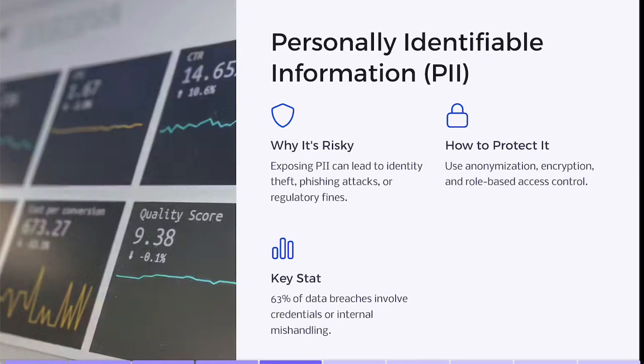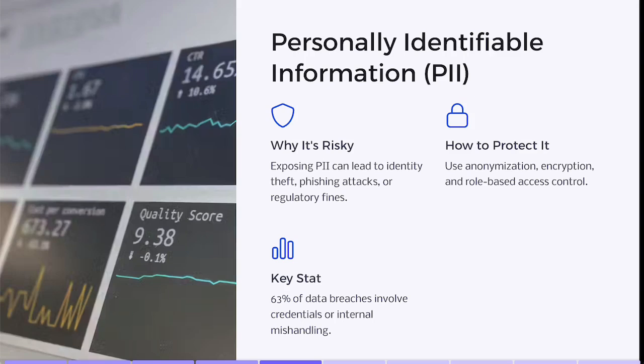Moving on to sensitive levels of data. PII. PII stands for Personally Identifiable Information, which includes data points like full name, social security numbers, email, phone number, or biometric record. Why it's risky: exposing PII can lead to identity theft, phishing attacks, or regulatory fines under laws like GDPR in the EU or CCPA in California. How do you protect it? By anonymization or pseudonymization: strip out names and addresses, replacing them with unique codes. Encryption: store and transmit data in encrypted form. And role-based access control: limit who can view or download assets containing PII.